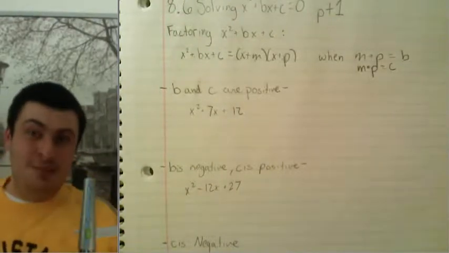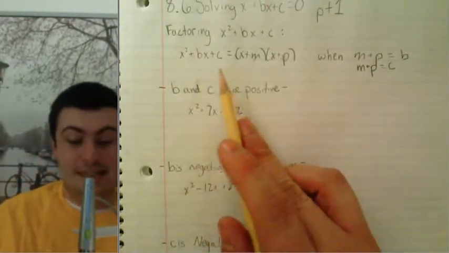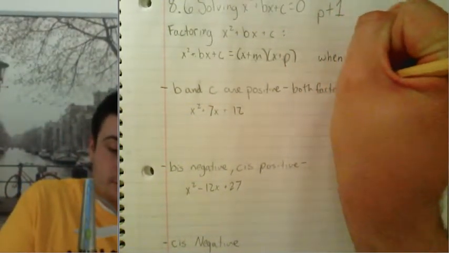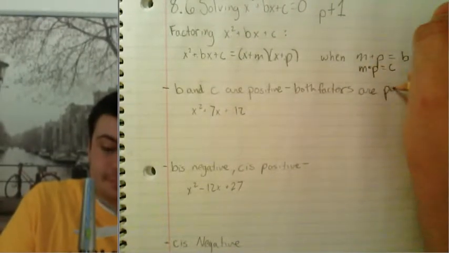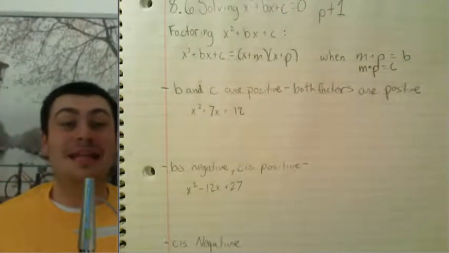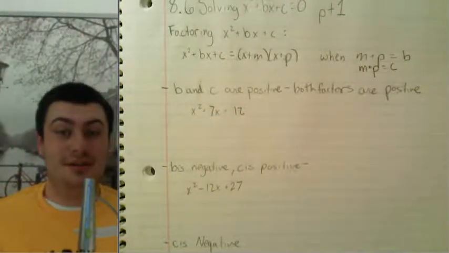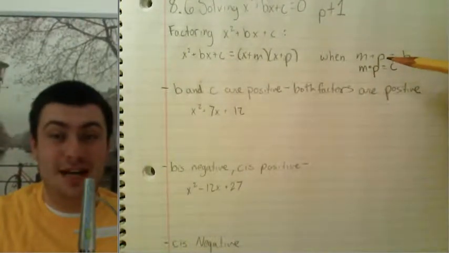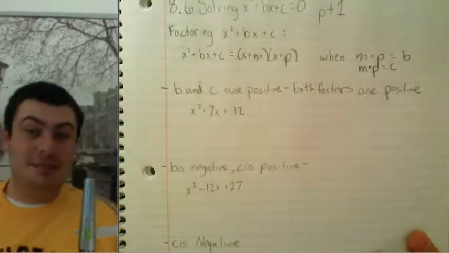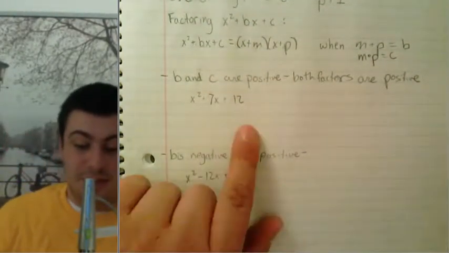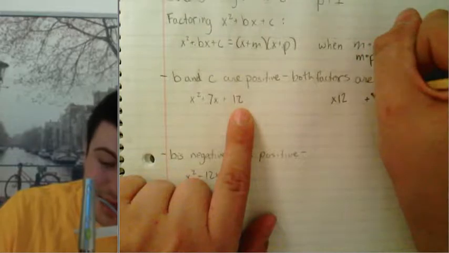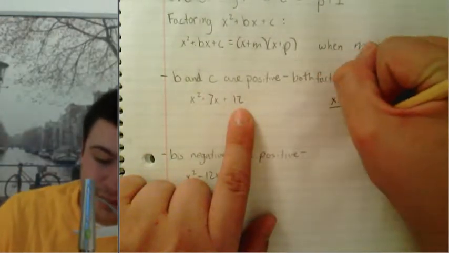We're going to look at when both b and c are positive. If we have pluses in here like there, then both factors are positive. When b and c are both positive, we know that both factors are positive. So, using this idea of finding two factors that add to b and multiply to c, let's look at x squared plus 7x plus 12. We want factors that multiply to 12 and add to 7. So what multiplies to 12 and adds to 7?